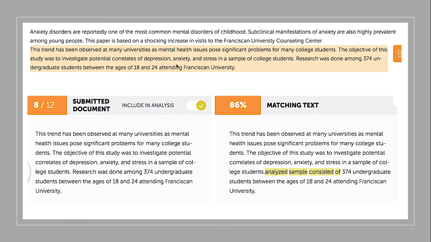So, here we have, for example, "research was done among 374 undergraduate students." We do know that these are students attending Franciscan University. However, again, we have no citation, geen bron. We don't know where this information comes from within the text. So this would be considered plagiarism.